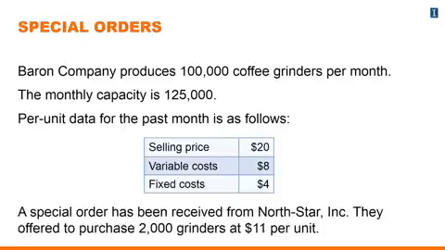A special order has been received from Northstar Incorporated. They offered to purchase 2,000 grinders at $11 per unit. Let's take a look at what a manager might do in this situation. Based on the provided information, the manager's first reaction is likely, let's not accept this special order. The reason is that our costs exceed the actual offered price.